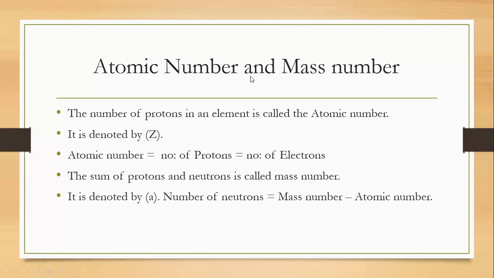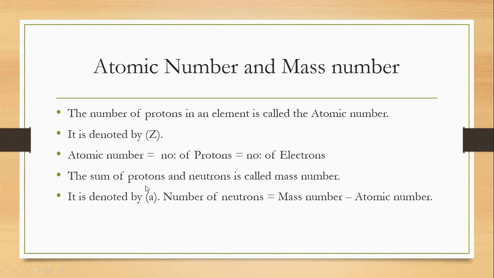So, atomic number and mass number. Let's see what is atomic number and mass number. The number of protons present in an element is called the atomic number and it is denoted by Z. And the atomic number is equal to the number of protons and the number of electrons. So the number of electrons and protons is nothing but the atomic number.